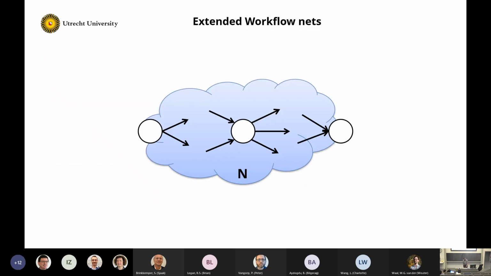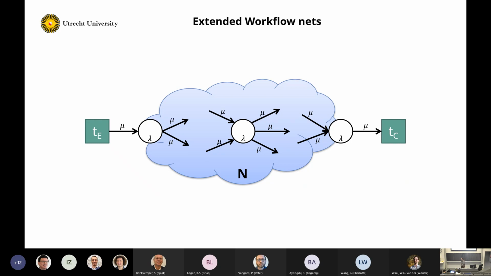One of those classes is what we call extended workflow nets. We have a workflow net, initial place, final place, some places in between. Basically what we do is we label them all with the same type. Let's call the type lambda. And on the arc, we have to put all the variables in order to pass it. So that's mu. So it's just everywhere the same case.